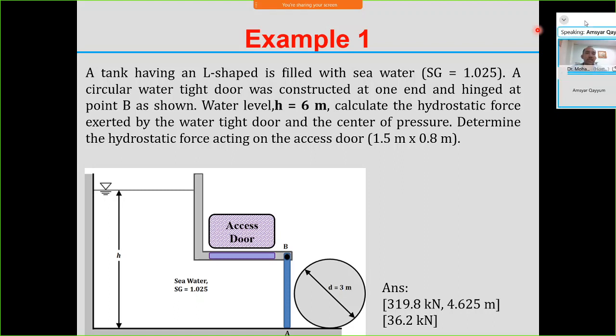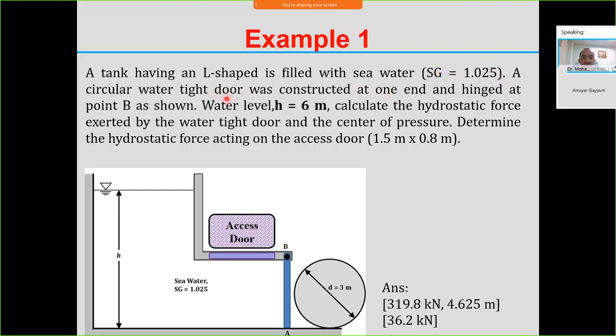1035 times gravity 9.81 times the H, 6 meter. Okay, no, I just want to know the density. Okay, that's correct. The density is 1025. So to get the density, it is just the specific gravity times 1000.